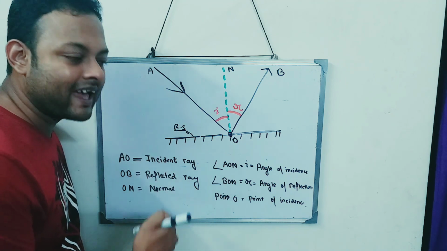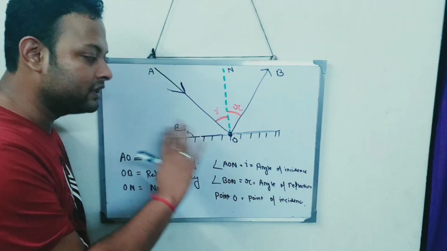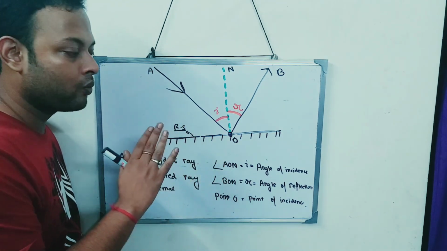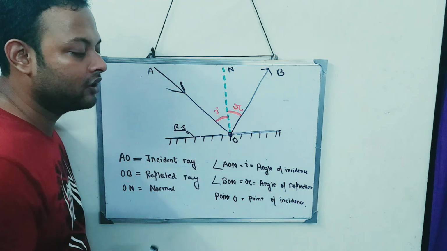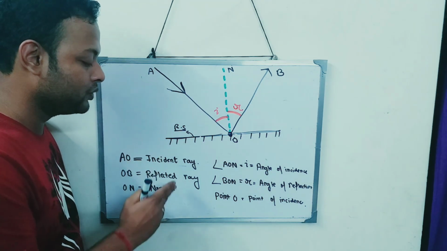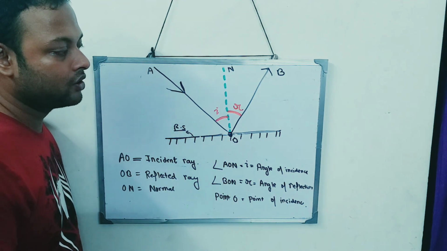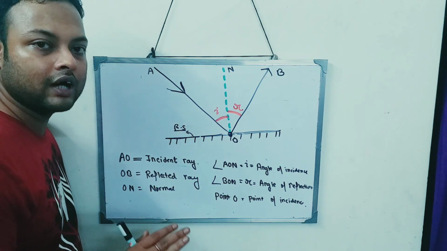As we go ahead in this chapter or in higher classes, this knowledge has to be there. What is the angle of incidence? What is the angle of reflection? Which one is normal? Which is my incident ray? Which is the reflected ray? And what is the point of incidence? So I hope these six terms are clear to you.